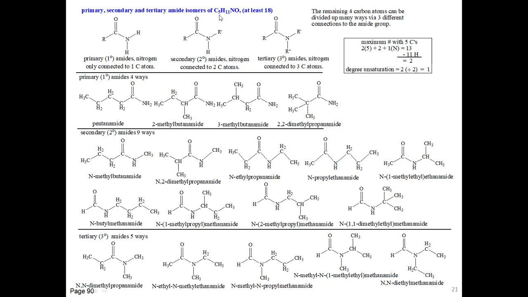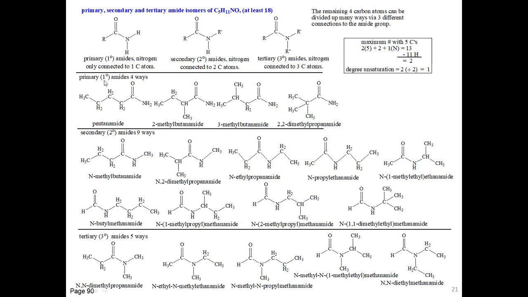So we're going to say C5 again, H11NO. So 2 times 5 is 10, plus 2 is 12, plus 1 nitrogen is 13. Okay, and then you have 11 hydrogens, so we're going to take those away. We have 2 missing positions, 2 divided by 2 is 1 degree. And that's our carbon-oxygen double bond. That's our pi bond. So now for the amides, we could have just one carbon attached to the nitrogen.